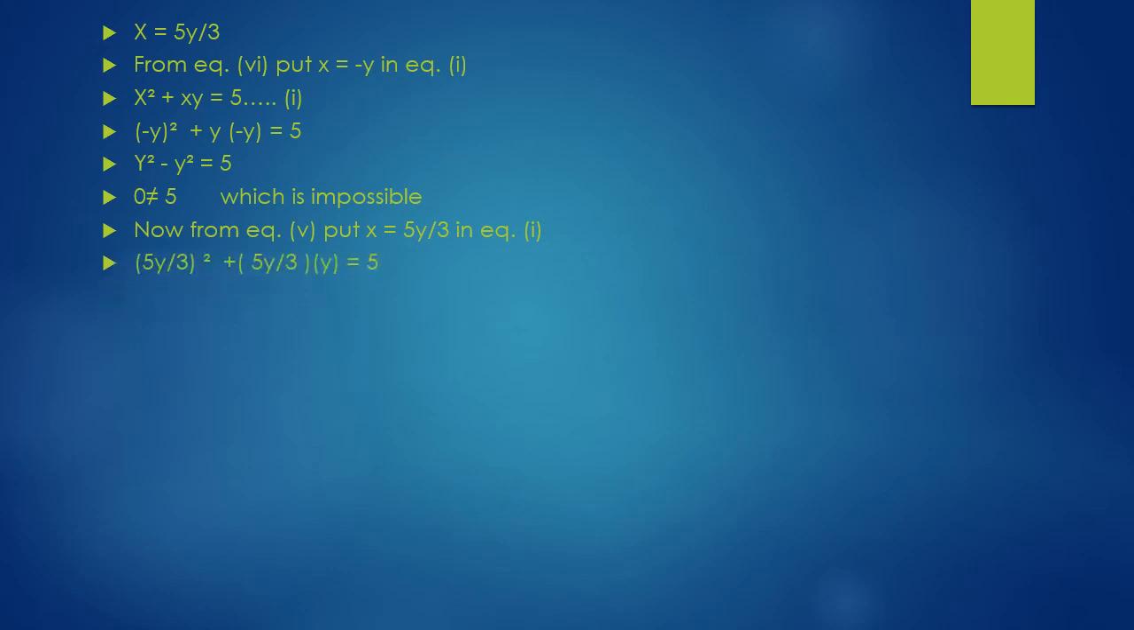So 5y by 3 whole square plus 5y by 3 into multiply by y is equal to 5. So 25y square divided by 9 plus 5y square divided by 3 is equal to 5. The next step is 25y square plus 15y square is equal to 5, by taking LCM. So 25y square plus 15y square is equal to 45.